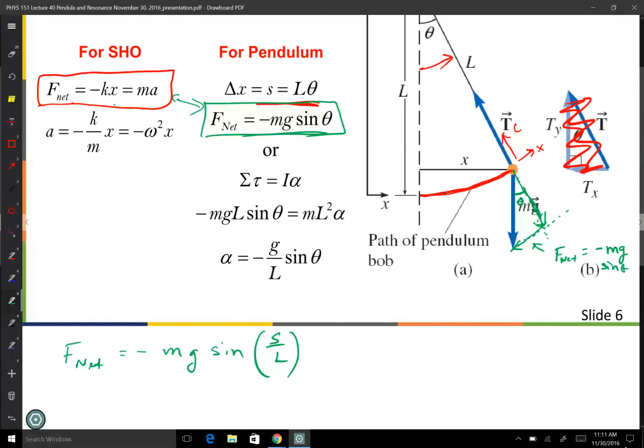So that doesn't look the same. This one is linearly proportional to the displacement. This one here is proportional to sine of the displacement over L. And so any first blush look at this says the pendulum is not a simple harmonic oscillator. But there has to be some relationship, or I wouldn't go into it, right?